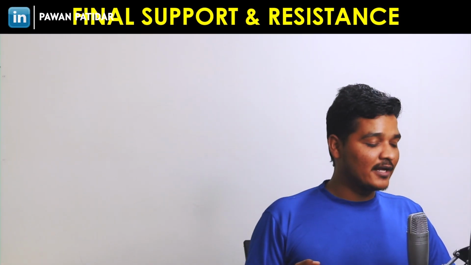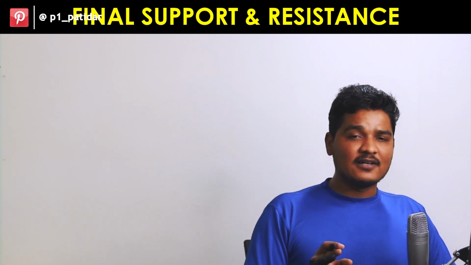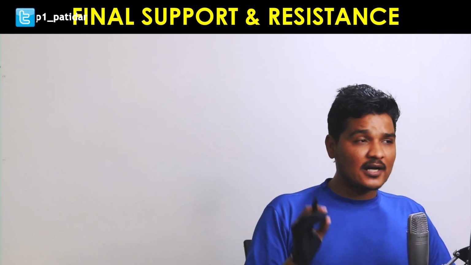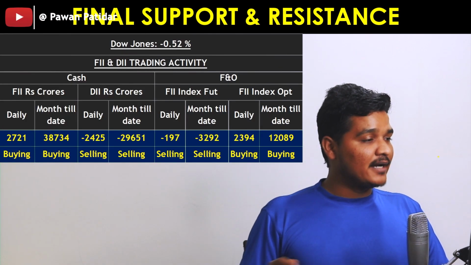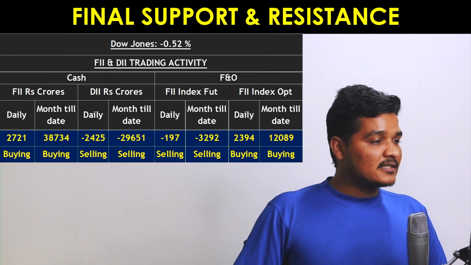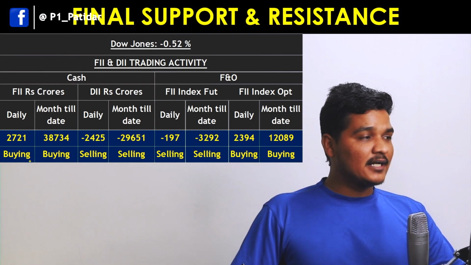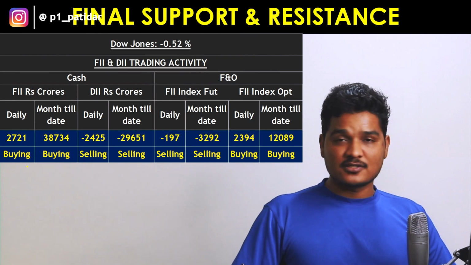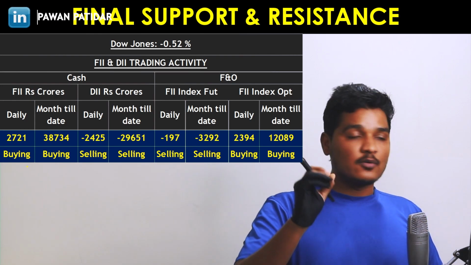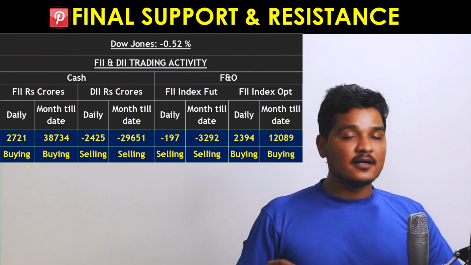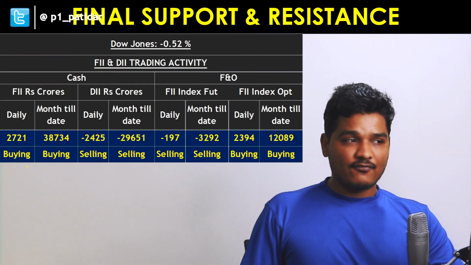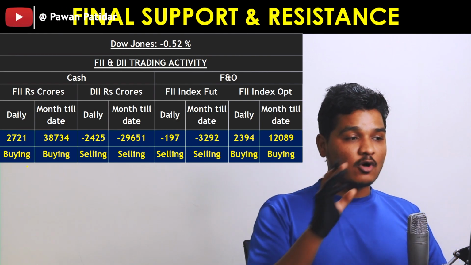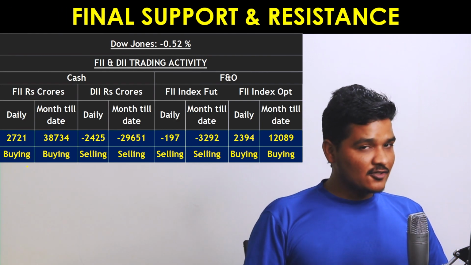Now we'll be doing our final analysis of support and resistance, which will indicate our range of Nifty and Bank Nifty. Before analyzing that, we'll be discussing some data of FIs and DIs. Here I'll be putting some data as well. Month till date, FIs are continuously buying in the cash market. Cash means equity. So in equity, FIs are continuously buying, DIs are continuously selling. In futures, FIs are continuously selling, and in options, FIs are continuously buying.